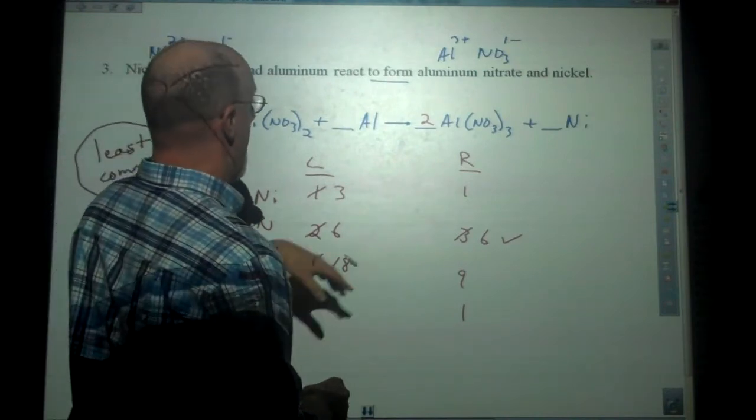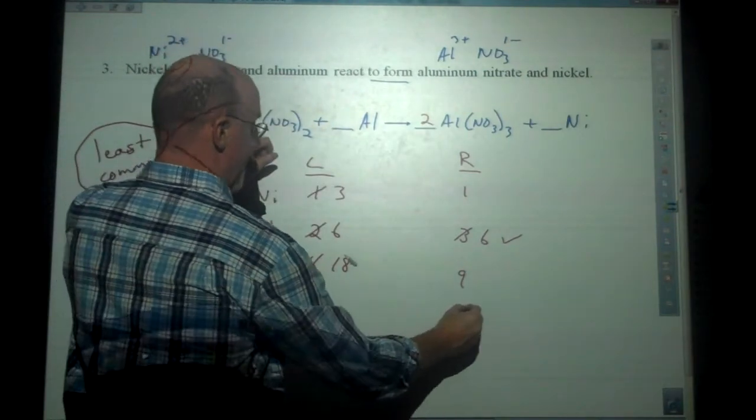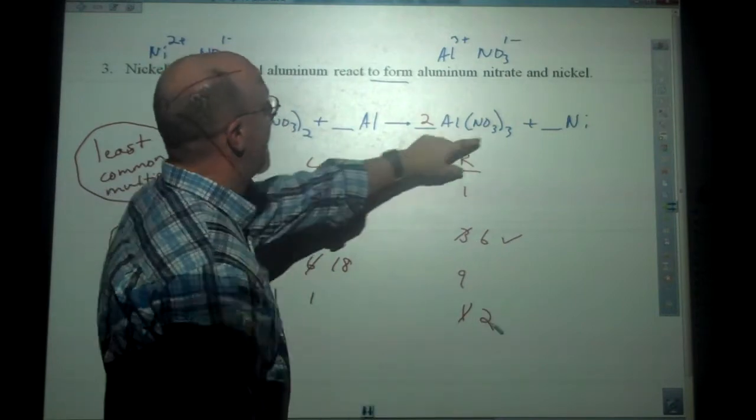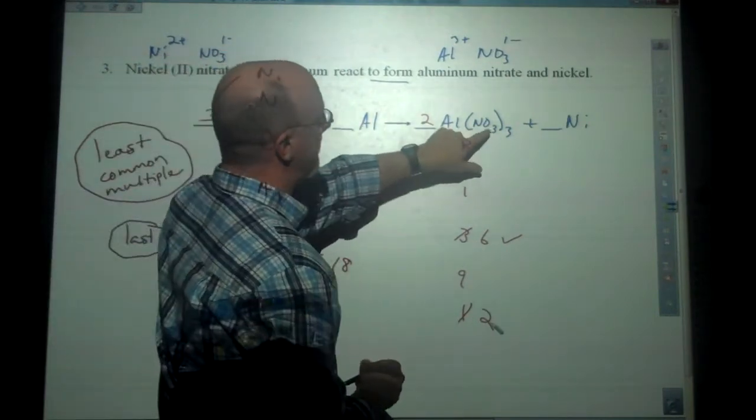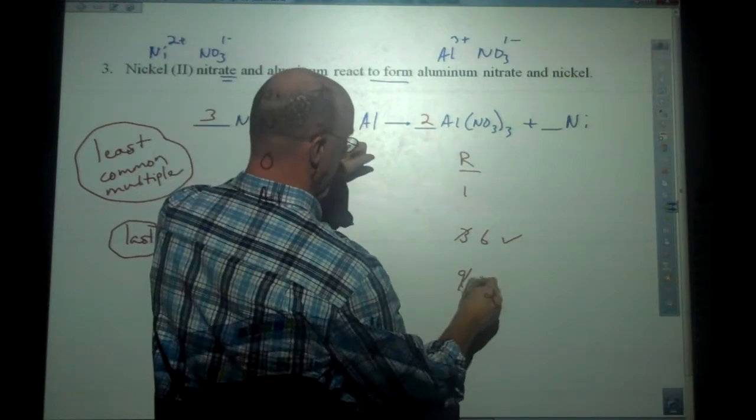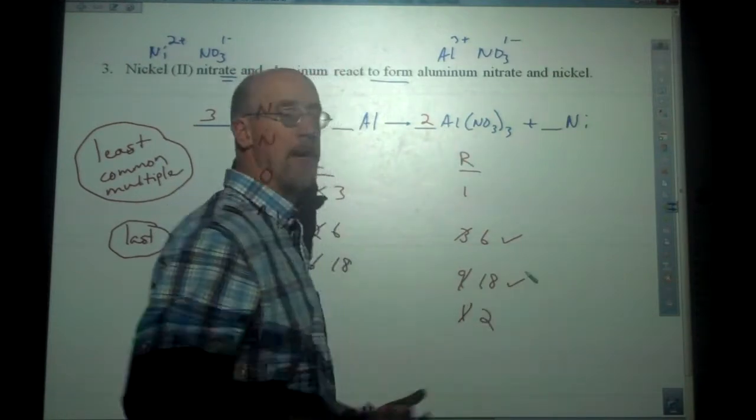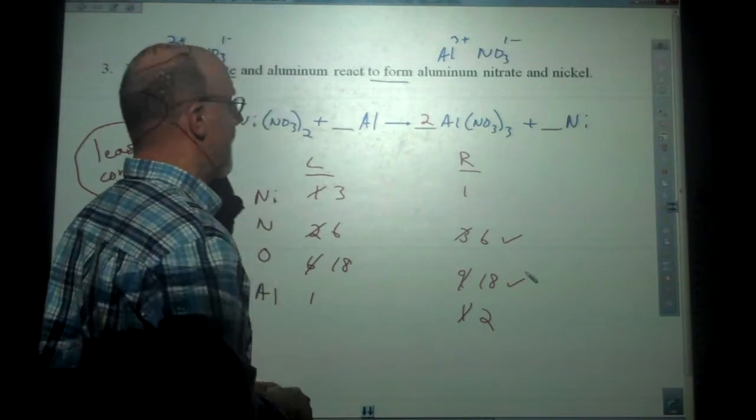On the right, 2 aluminums. Nitrogen, 3 times 2 is 6. We did that already, so check. 3 times 3 is 9, times 2 is 18. So there you go. Big hint, we're headed in the right direction.